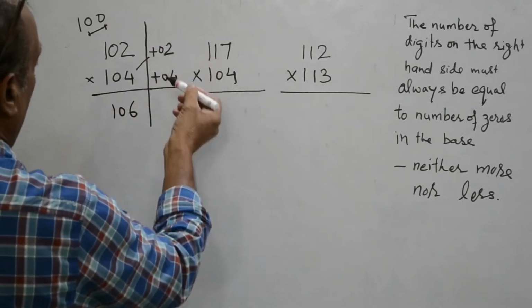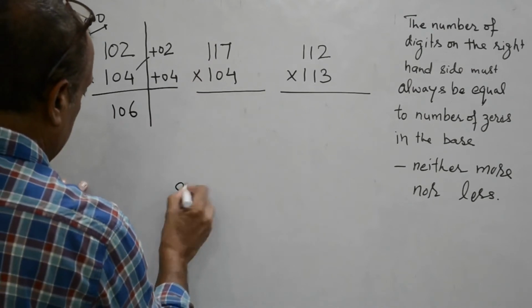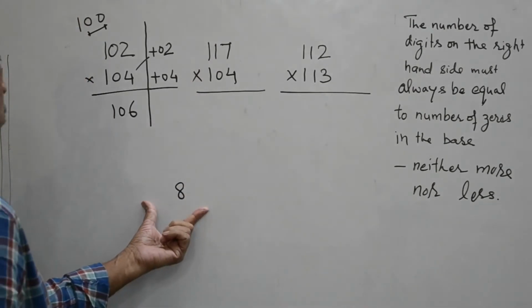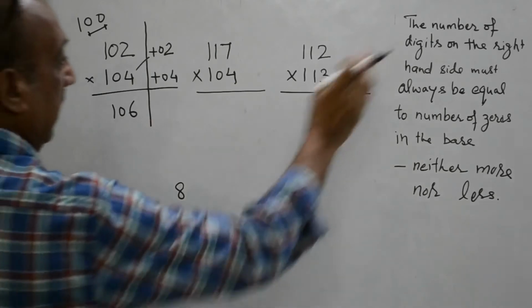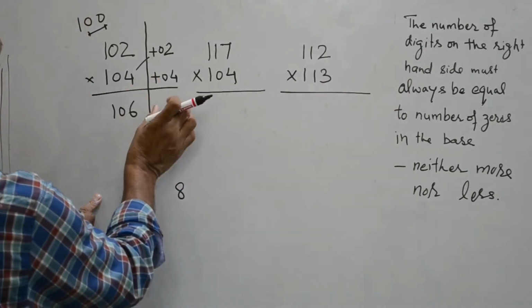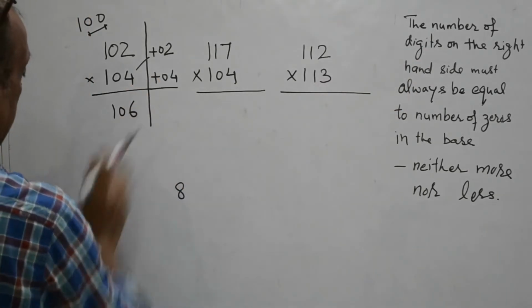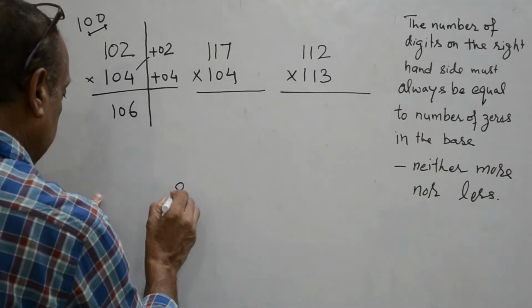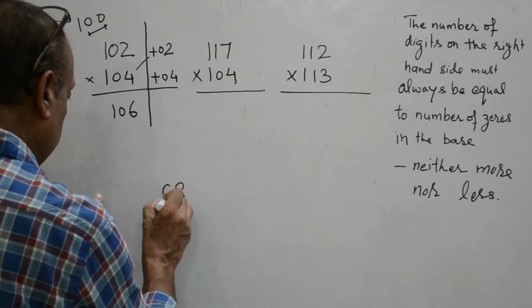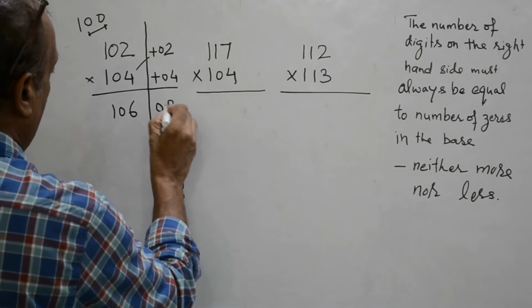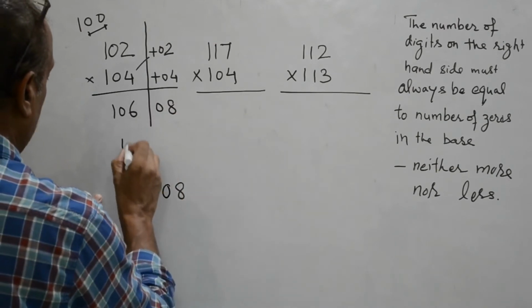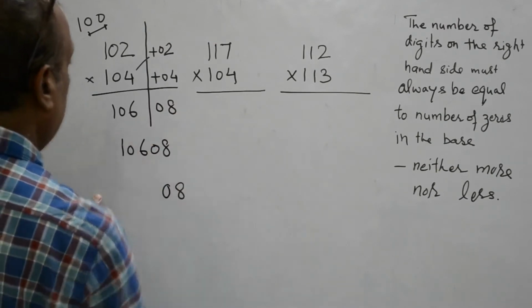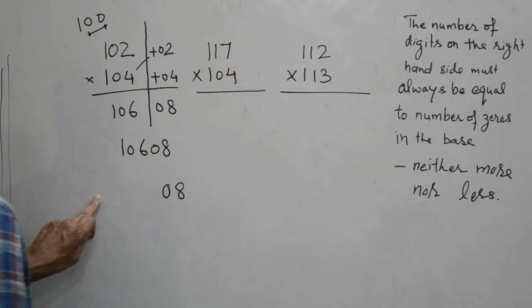So when we add up 104 and 2, we get 106. When we multiply 2 and 4, we get 8. 8 is a one digit number. As per this rule, we must have 2 digits over here. So we will make this 8 as 08. So our answer is 10608. Now come to this problem.